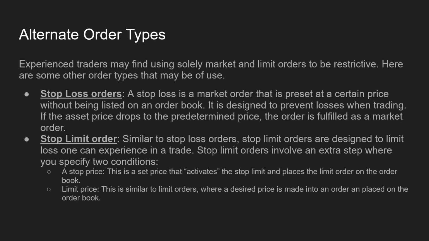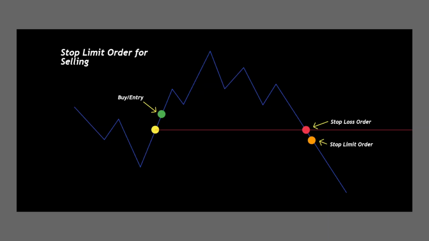And then we have our limit price. This is similar to limit orders, where a desired price is made into an order placed on the order book. Let's take a closer look at the differences between these two. So here's a visual example, our stop limit order for selling.